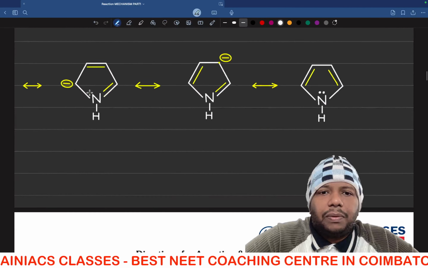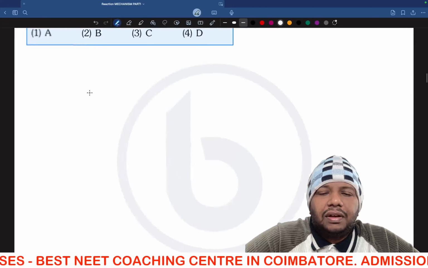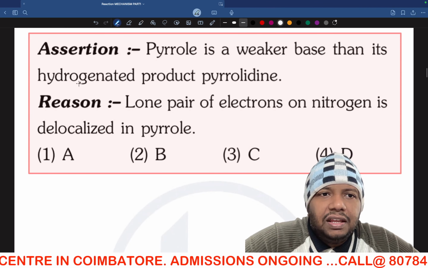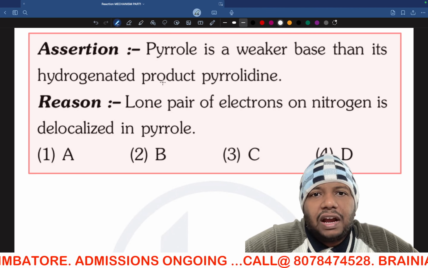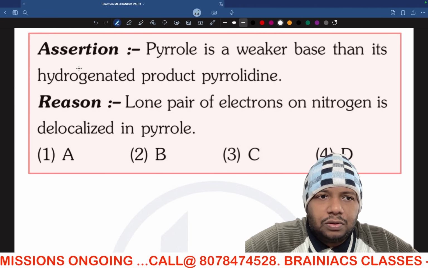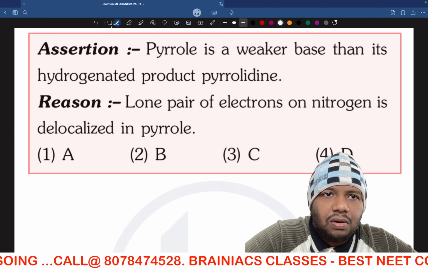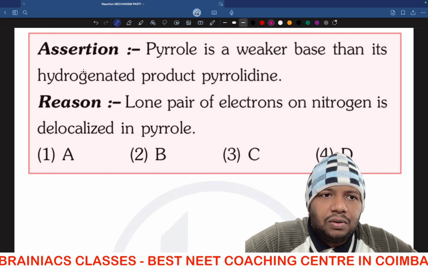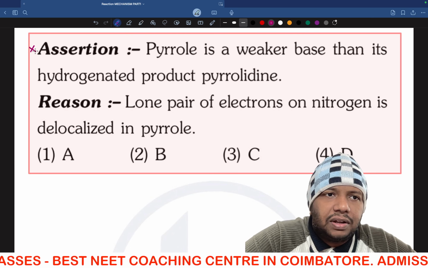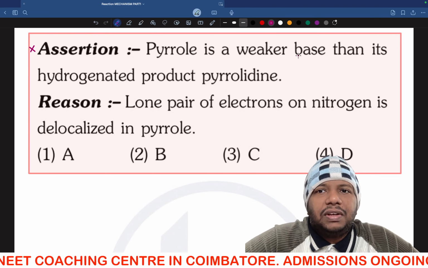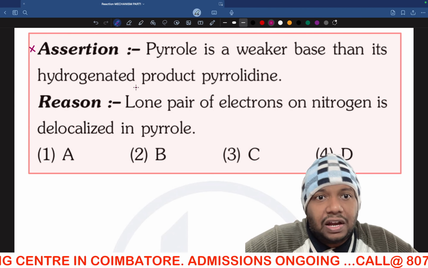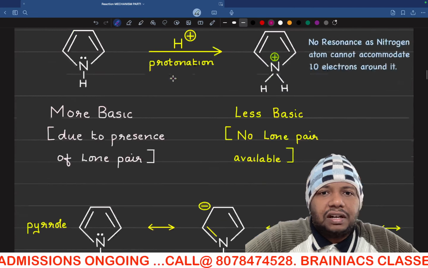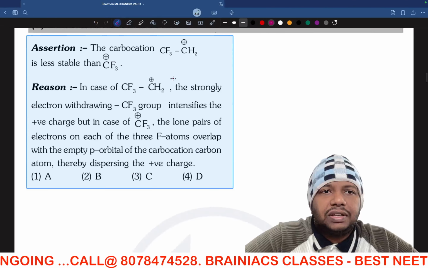Here we need to understand one thing. Pyrrolidine is fundamentally not a hydrogenated product of pyrrole actually. So this is a wrong question actually, and we will do this later. We need to do some correction. Okay, it's not a hydrogenated product. Pyrrole is a weaker base than its hydrogenated product. So they are telling it's a hydrogenated product. That statement, hydrogenated product itself, is wrong actually. So we need to take the correct question and do it. Okay, let's switch to the next question.